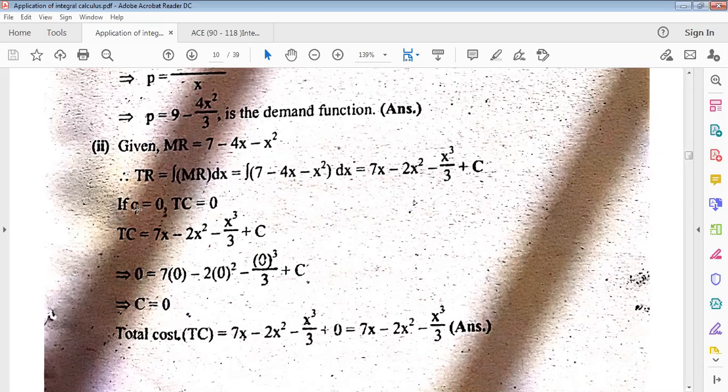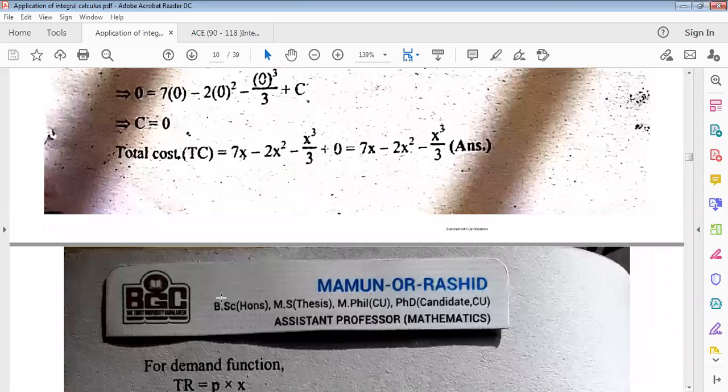Now, if quantity is 0, that means x equals 0. Remember this is the mistake: if x equals 0, then total revenue is 0, not total cost. Fixed cost is 0, so this is the total revenue, TR equals 0. Putting x equals 0, we get the constant term equals 0. So putting C equals 0 here, we get total revenue equal to only this. This is not total cost; this will be total revenue. Remember it.